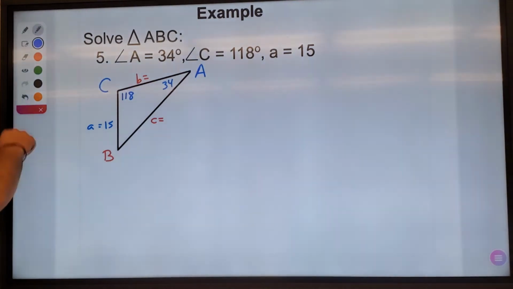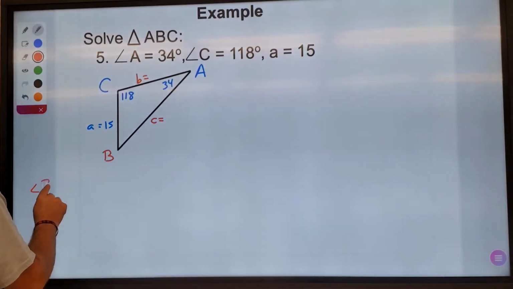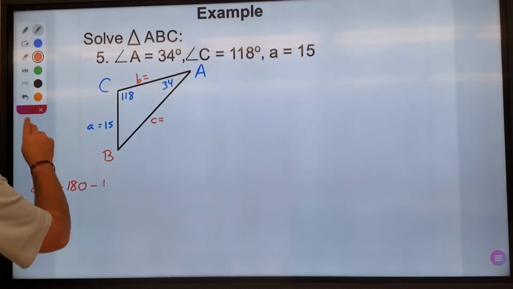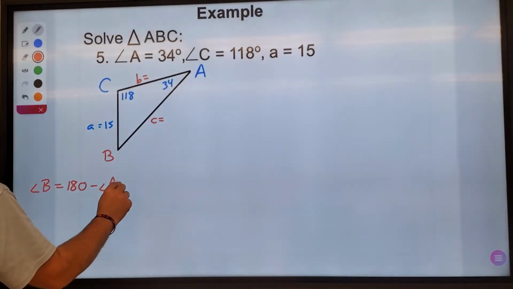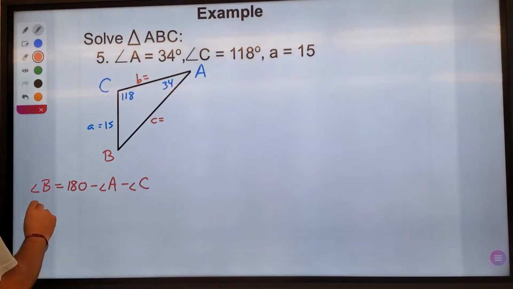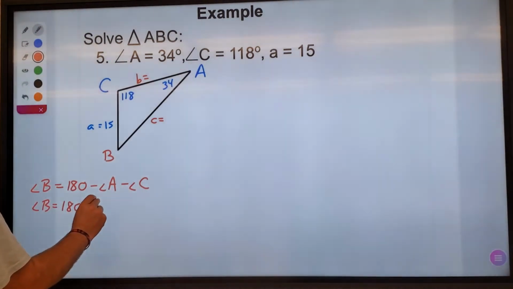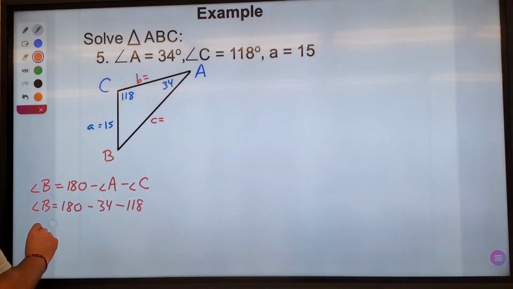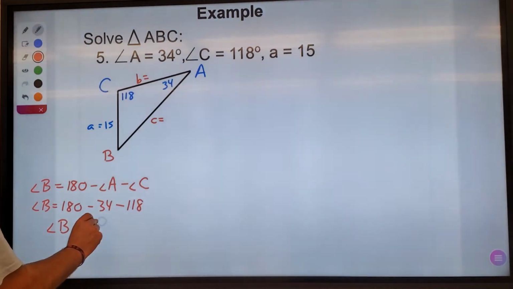Again, we have a situation here where we have two angles that are presented to us. We can find the third angle then. So let's go ahead and do that first. Angle B is equal to 180 minus angle A minus angle C. So angle B is equal to 180 minus the 34 degrees minus the 118 degrees. So angle B is equal to 28 degrees.